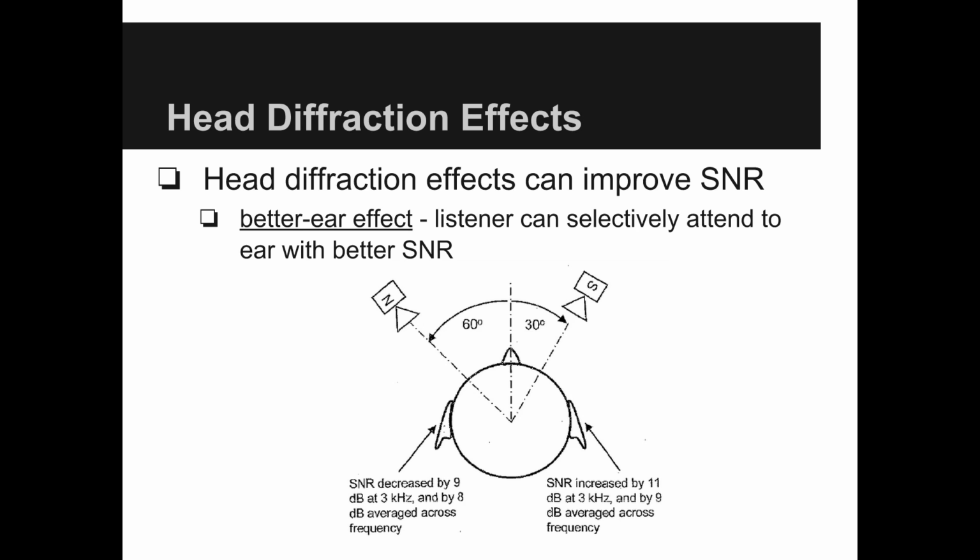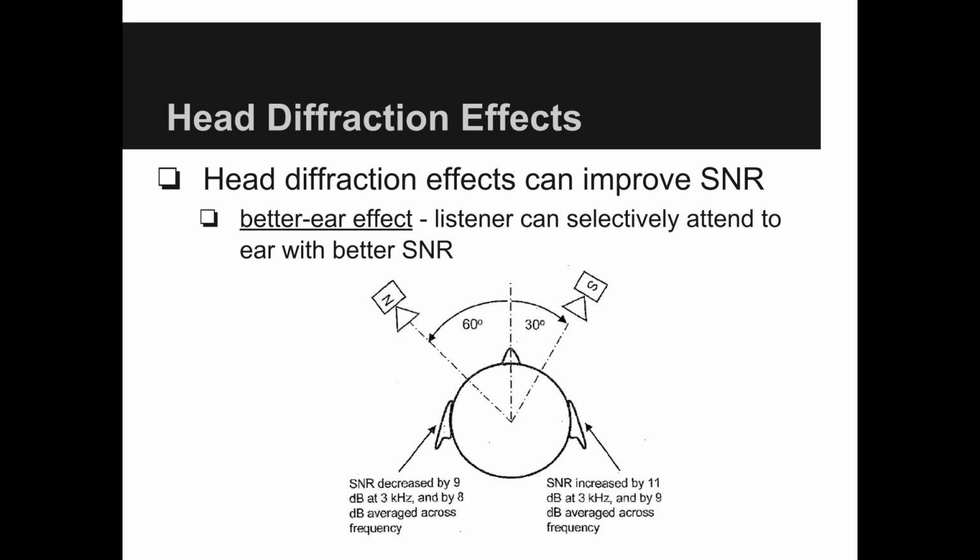Let's go ahead and look at an example here in this figure. We can see that speech is arriving at around 30 degrees here, and noise is arriving at around 60 degrees here. So we have a 90-degree difference in spatial separation between the signal of interest, or the speech, and the noise.